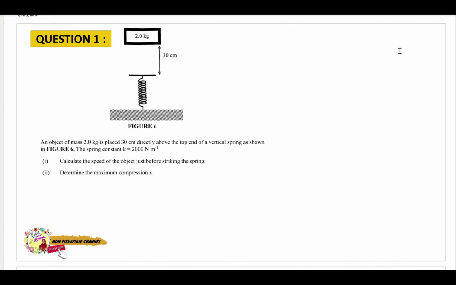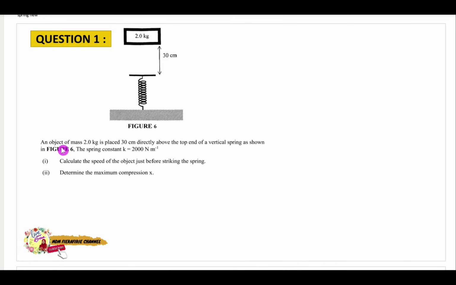Jadi dalam video kali ini saya akan discuss dua cara untuk you jawab soalan spring. Alright, sebab ada yang tanya saya apa beza cara pertama dengan cara kedua. Sebab kedua-duanya akan dapat jawapan yang sama. Okay, so sekarang jom kita baca dulu soalan.